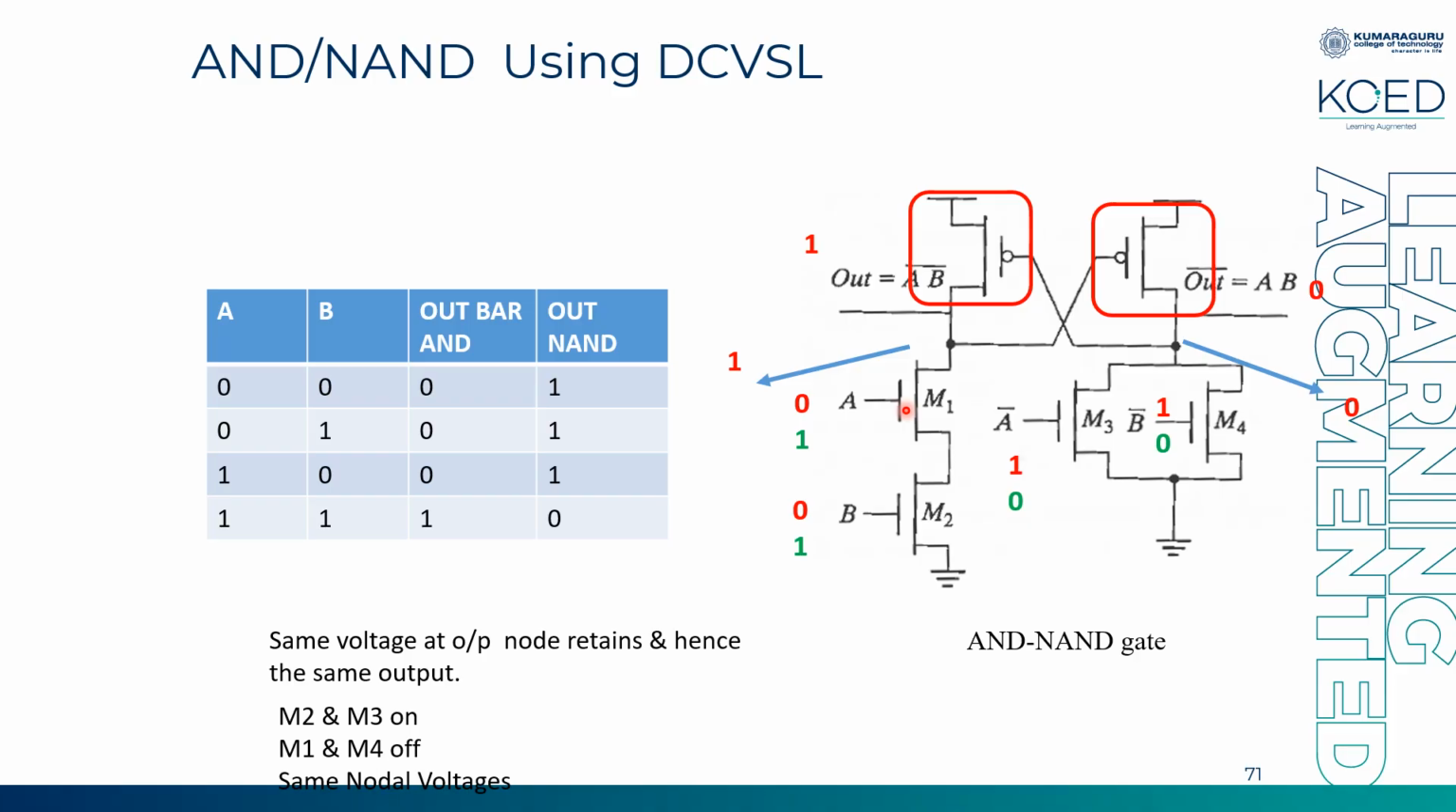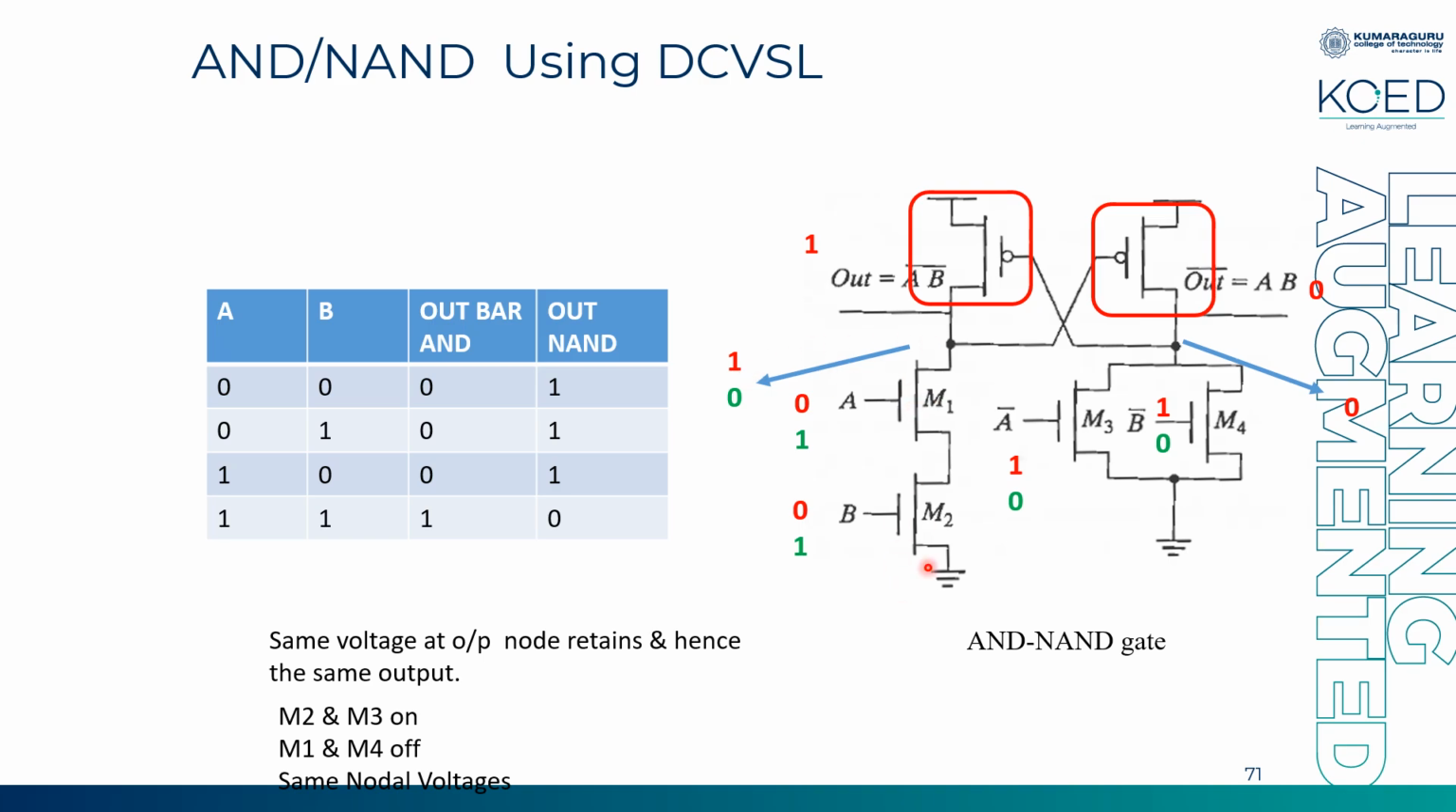Now at last you have both the inputs fed as 1. Here A and B are both 1, so A bar and B bar are both 0. So both of these are in off condition. But look at this state: already it was 1.